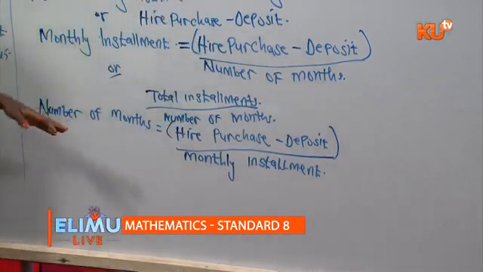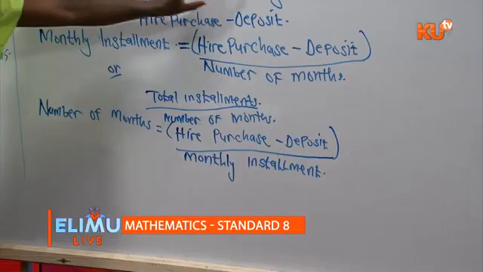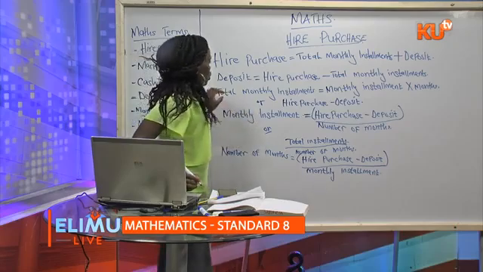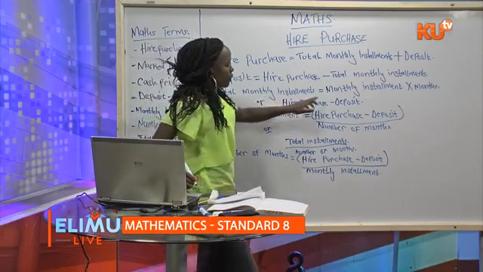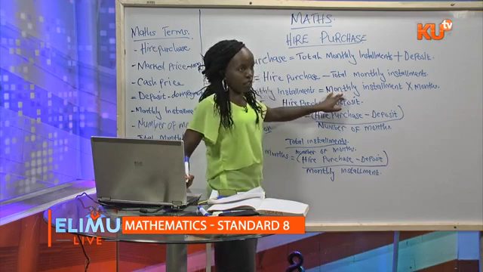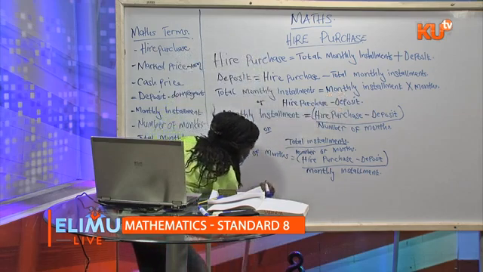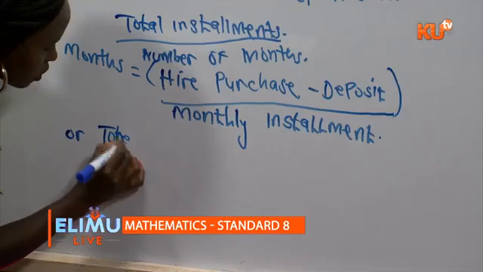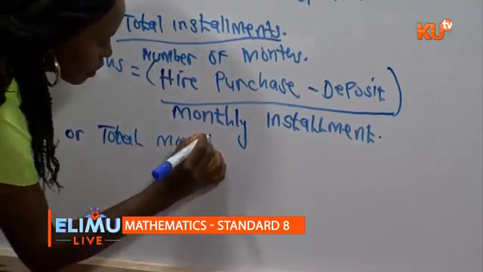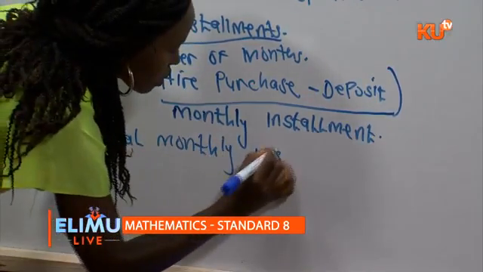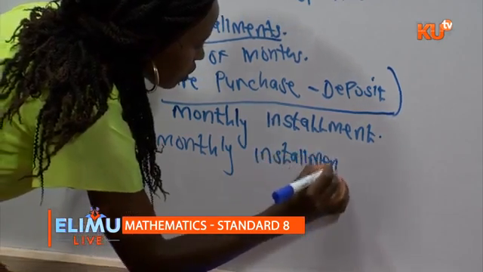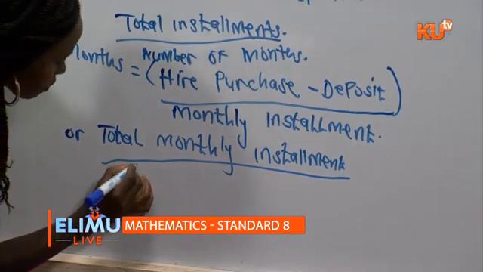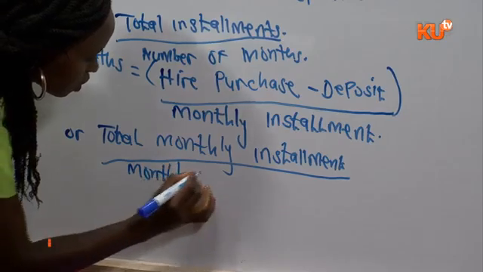Very good. Using this other statement, we can still get the number of months, whereby we take the total monthly installment and divide by the monthly installment.